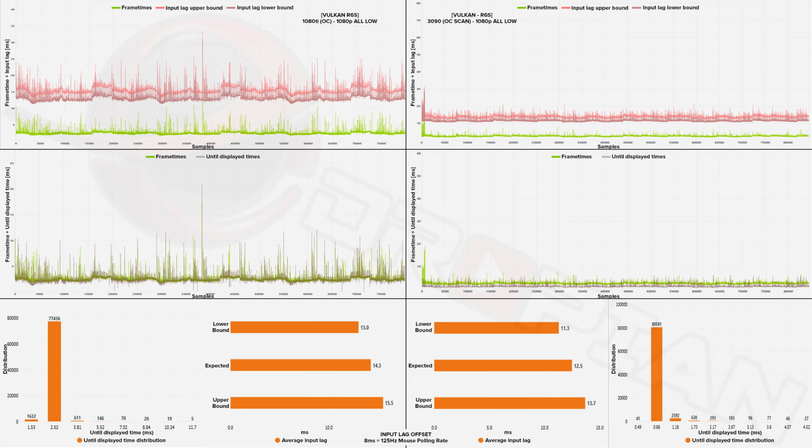But let's see what happens when we max out the graphic settings at 1080p with both cards, where our CPU will fade from the picture.